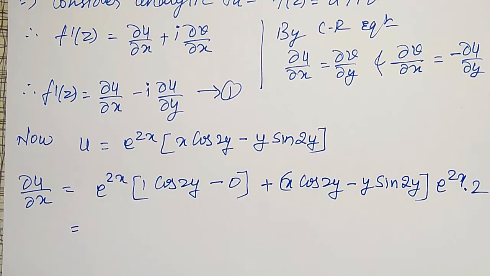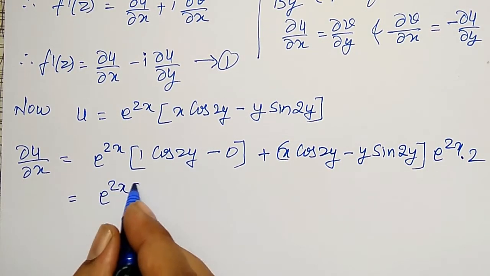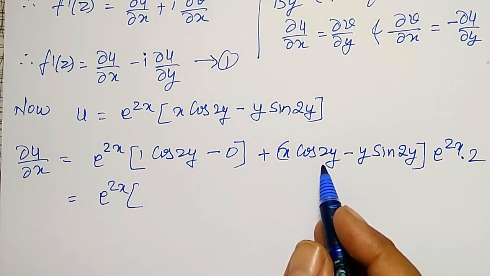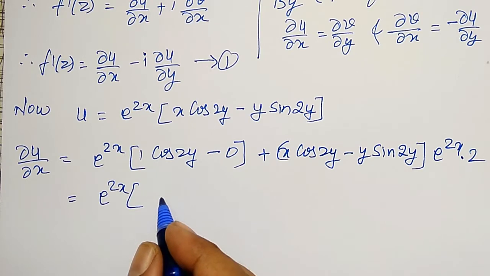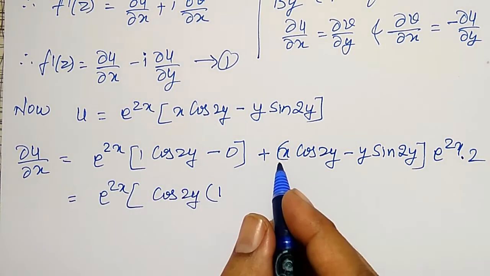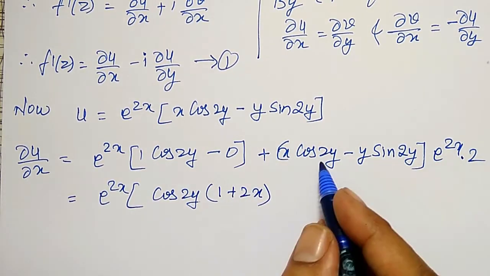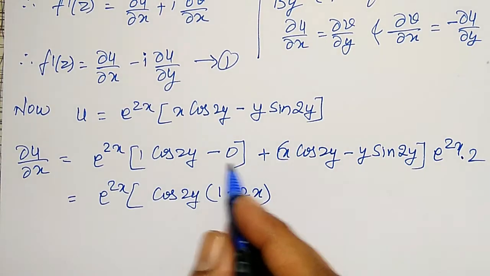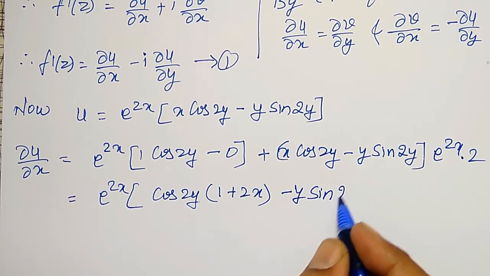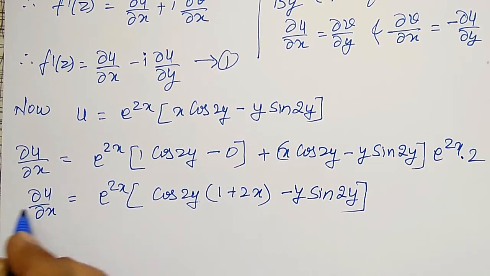To simplify this, let me take e raised to 2x common. If I take e raised to 2x common, then cos 2y is also common, then it will become 1, and here it is plus 2x, since x into 2 is taken common, and no sin 2y term there, therefore I can write minus y sin 2y. This is my dou u by dou x.